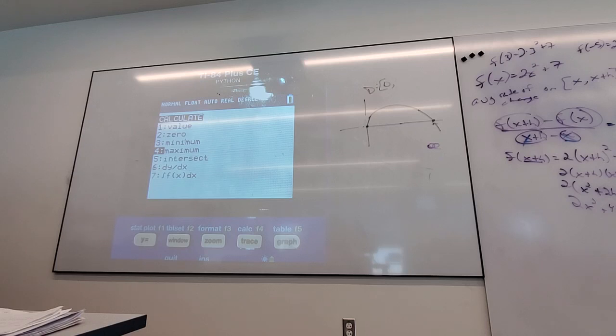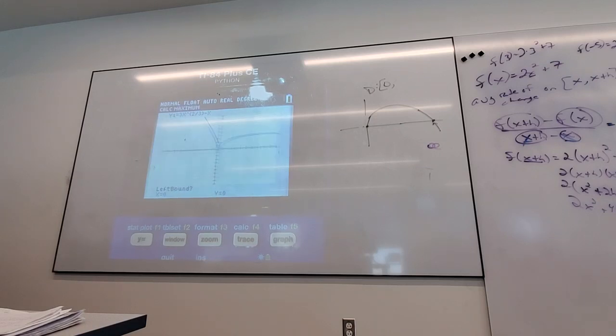Minimum? No, I want to do the maximum. The minimum you can see is 0. Let's do the maximum. And it's going to ask us 3 very familiar questions, right? So the way I tell students to do this is I put the cursor on the answer. So it's somewhere in here, right? Maybe right in the middle somewhere. Then I go to the left a little bit, enter. Go back to the answer, go to the right a little bit, the highest one, enter. So that's the left bound and a right bound. I give the calculator somewhere to search. And then I go to my guess, enter.